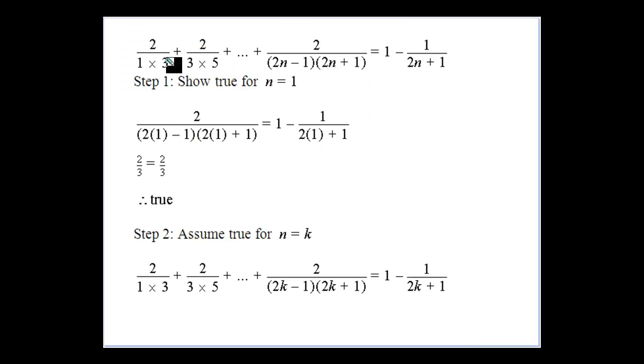Let's have a look at another example. 2 over 1 times 3, 2 over 3 times 5, through to 2 over (2n minus 1)(2n plus 1).